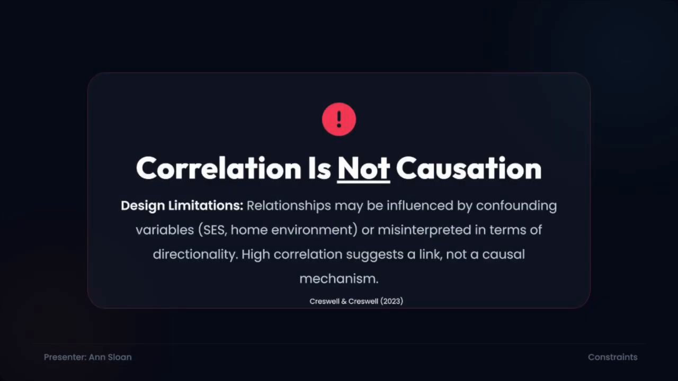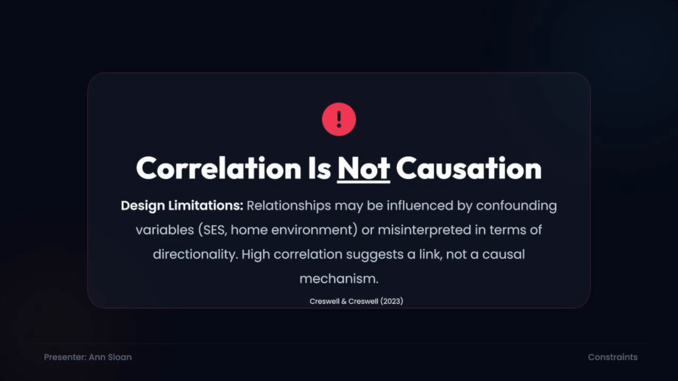While the strengths are significant, rigorous research requires us to confront the inherent constraints of a non-experimental design. The central rule here is that correlation is not causation. A high correlation between missing school and lower test scores tells us a link exists, but it cannot prove that the absences directly caused the lower scores.